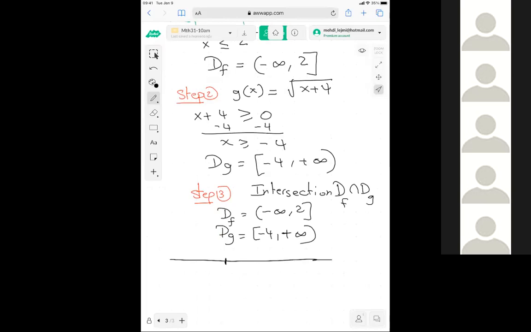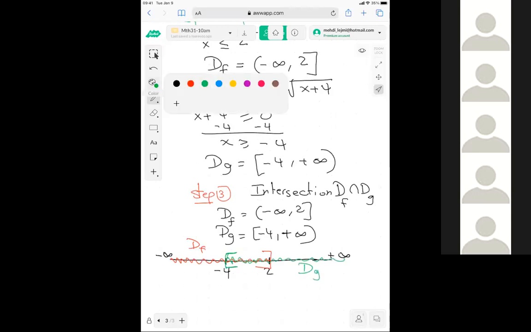We're going to need positive two and negative four, with negative infinity and positive infinity at the ends. The domain of f goes from negative infinity to positive two, and I'm going to use red for it, with positive two included. Now the domain of g goes from negative four to positive infinity, with negative four included. The intersection, the common domain to both f and g, is this interval here. It's red and green at the same time.